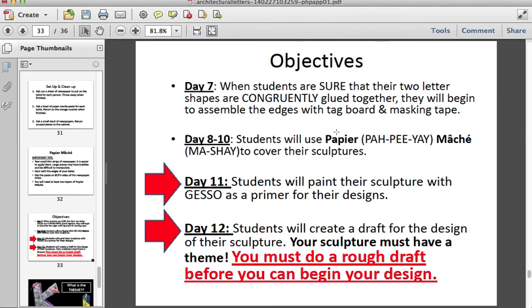So by day 7, you should already have your letter shapes cut out and glued together. By days 8 through 10, you should be putting your paper mache together. By day 11 to 12, you should be finishing up gessoing, which is putting a white coat of paint over top of your paper mache product, which should be dry by then, and you'll be ready to paint and apply other materials.